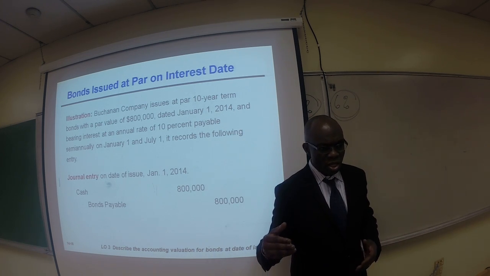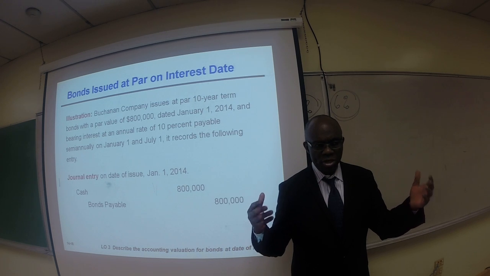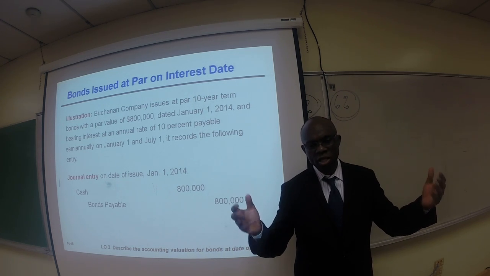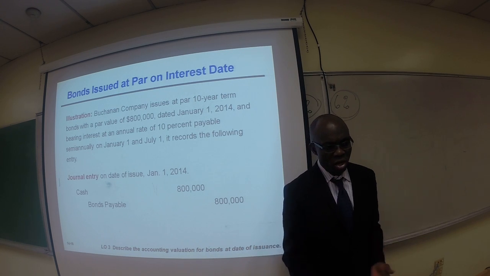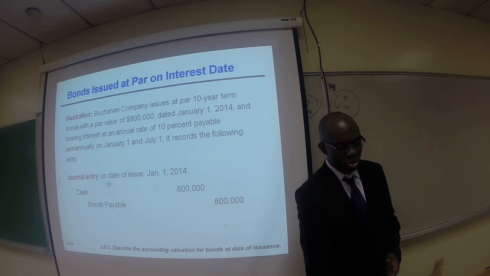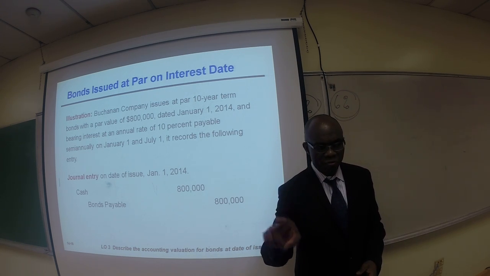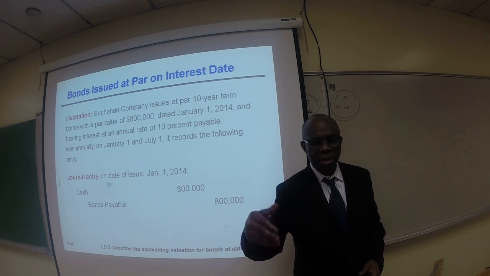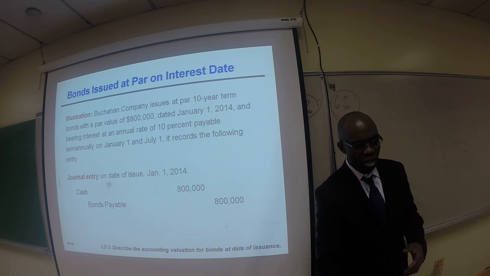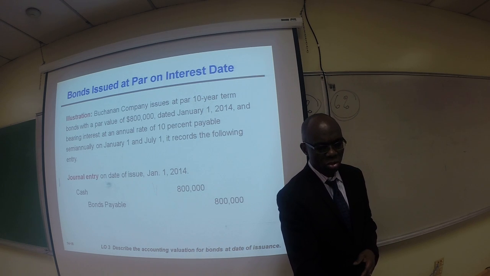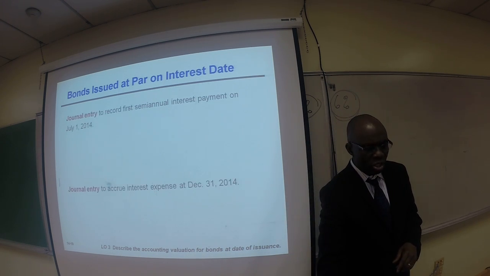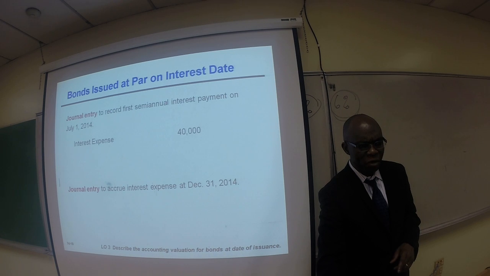And of course, because the bond is issued at par, the market interest rate and the stated interest rate obviously are the same. So moving along, that is on January 1st. Now let's take a look at what happened. We said that the interest is paid semi-annually on January 1st and July 1st. So let's take a look at what happened on July 1st.